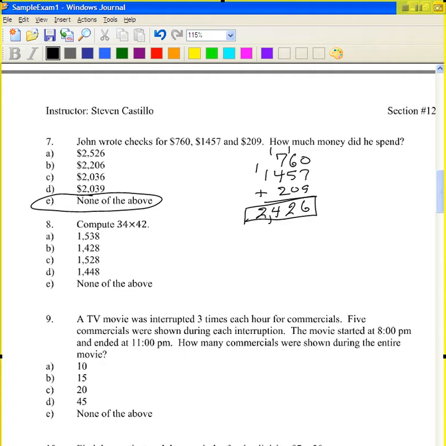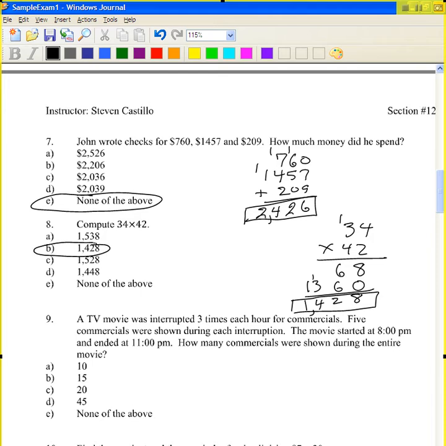Let me do problem number 8. Compute 34 times 42. And so 2 times 4 is 8. 2 times 3 is 6. Drop down. So let me put here a 0 as a placeholder. 4 times 4 is 16. Carry the 1. 4 times 3 is 12. Plus 1 is 13. And so I have 8. 6 plus 6 is 12. Carry the 1. So 4, 1. So 1,428. B.